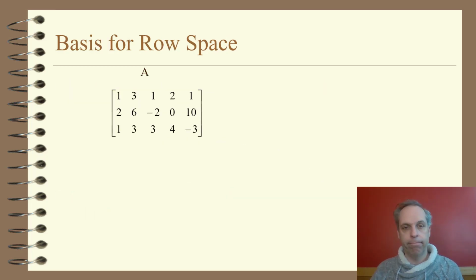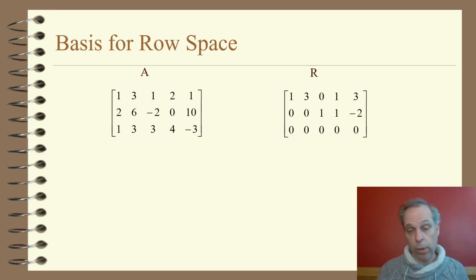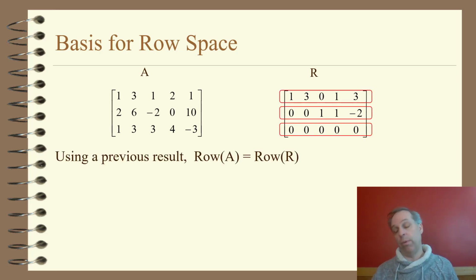So as an example, let's go ahead and find a basis for this row space. So then here is its reduced row echelon form. And I remember then that if one can be row reduced to the other, that means they're row equivalent. If A and R are row equivalent, then from a previous theorem that we've done, that means the row space of the matrix A is equal to the row space of the matrix R.